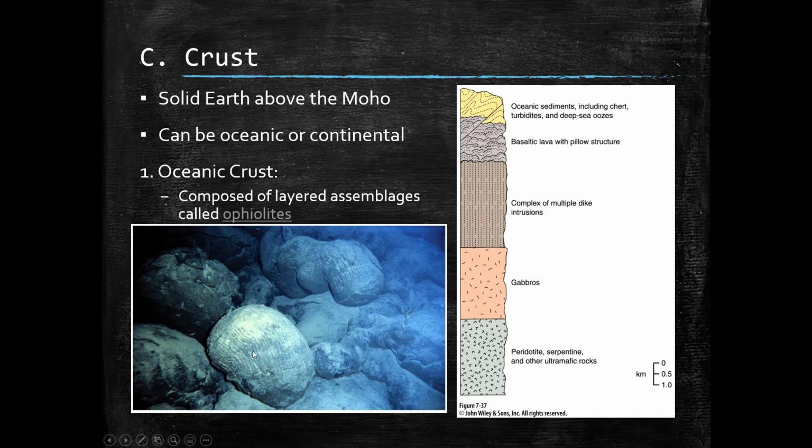What you see on top of them is seafloor sediment. So seafloor sediment can include chert if you're in a part of the ocean that has a lot of dissolved silica in there, because chert is SiO2. It is a microcrystalline form of quartz, right? Turbidites are the result of submarine landslides where you have sediment that rushes down off the continents and gets deposited on the seafloor.